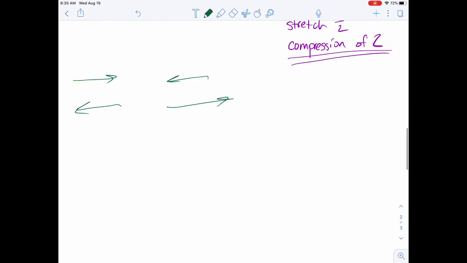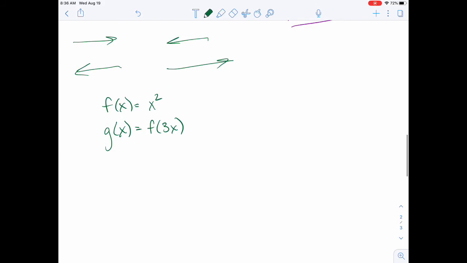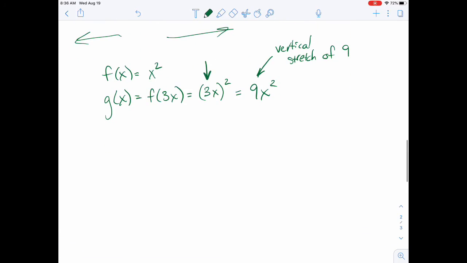Let's say f of x is equal to x squared, and let's say g of x is equal to f of 3x. What that means is I've taken out my x value and I've plugged in 3x, and this would clean up to be 9x squared if we want to think of it in that way. This right here is a vertical stretch of 9, but I wasn't given that initially. I was given this right here, and so this is a horizontal, well, let's talk about that.